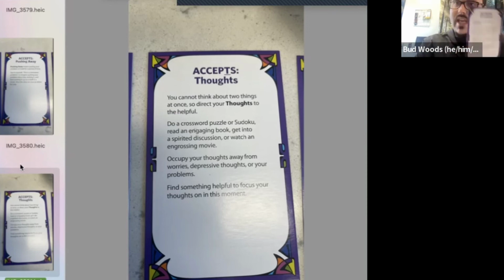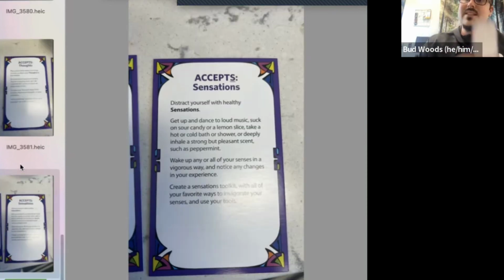The next and final letter of the acronym, sensations. Distract yourself with healthy sensations. Get up and dance to loud music, suck on a sour candy, take a hot or cold bath, deeply inhale a strong, pleasant scent such as peppermint. Wake up any or all of your senses in a vigorous way and notice any changes in your experience. Create a sensation toolkit with all of your favorite ways to invigorate your senses and use your tools.